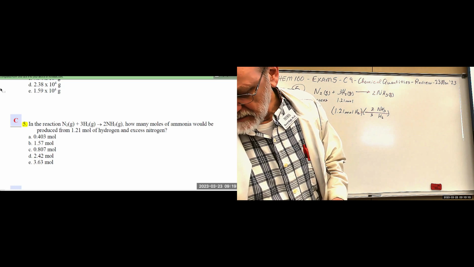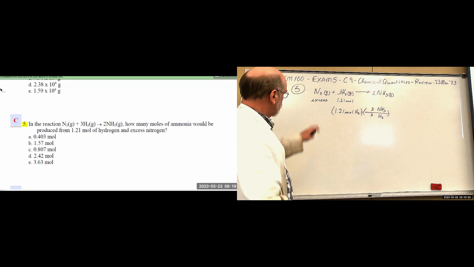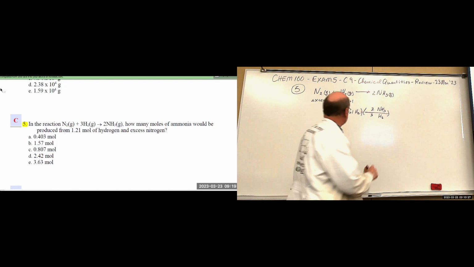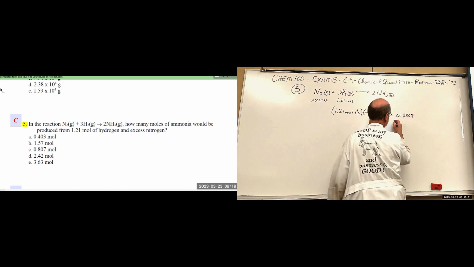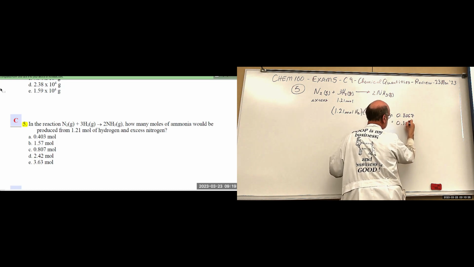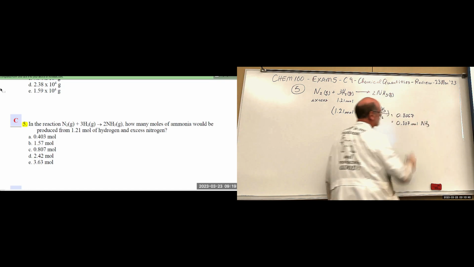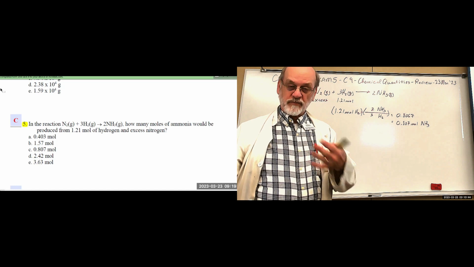1.21, 2 times 3 divide. Let's see, 3 significant figures. I've got 0.8067. All right, so we have to chop it down to 3 significant figures. All right, so C is the answer, 0.807.